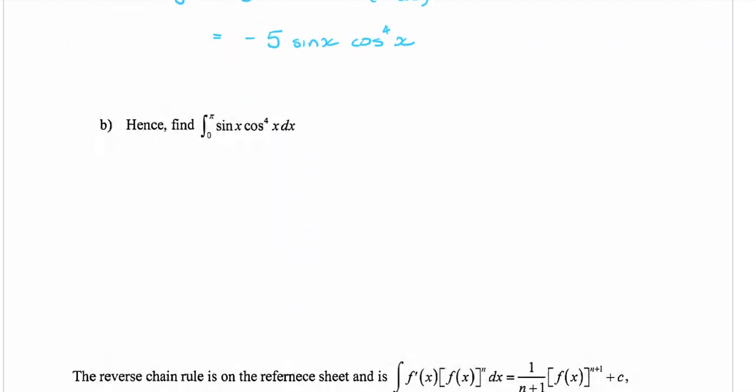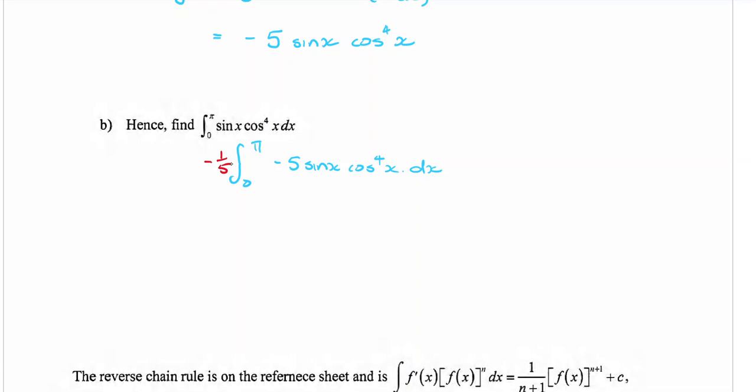Okay, so this is what I want. I want to integrate between 0 and pi minus 5 sine x cos^4 of x, because that's what I just got when I differentiated. But I didn't have the minus 5, so I'm going to fix that by timesing a minus 1/5 out the front, because that minus 1/5 and the minus 5 would just make a 1, which is what my question was. Yes? Okay.